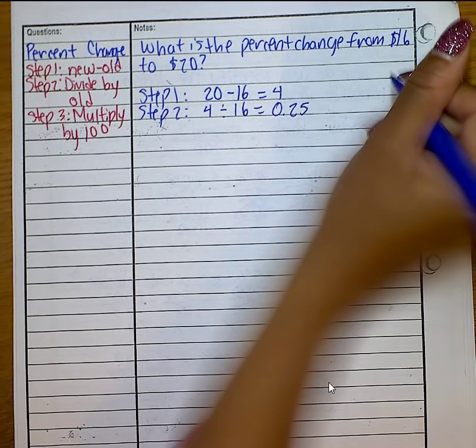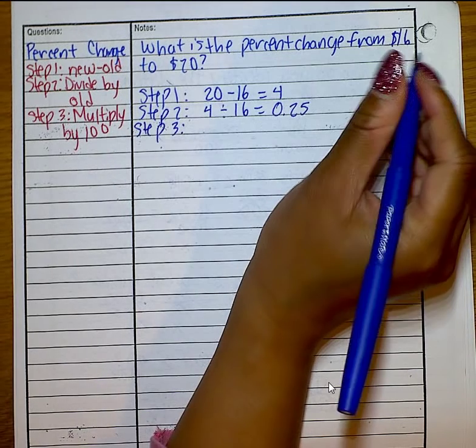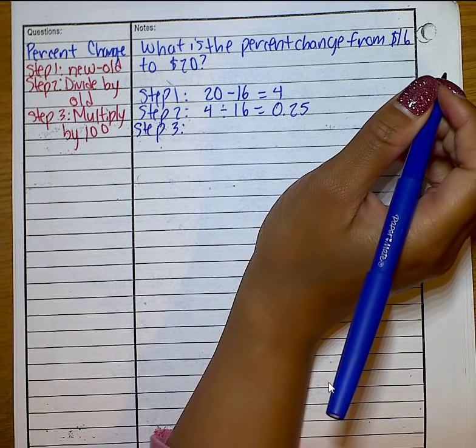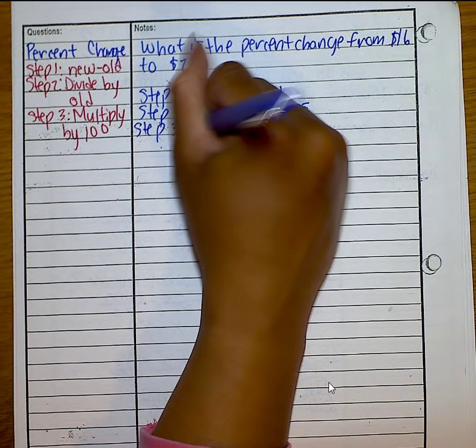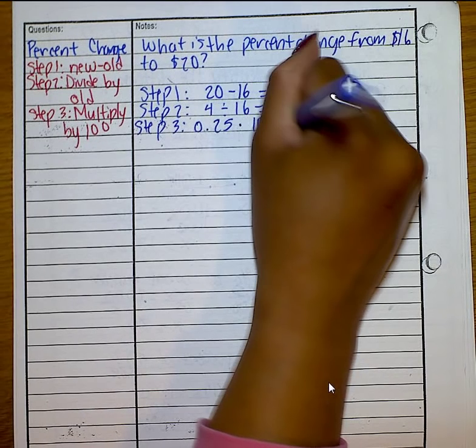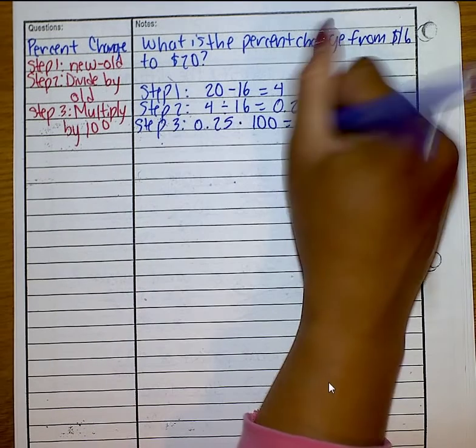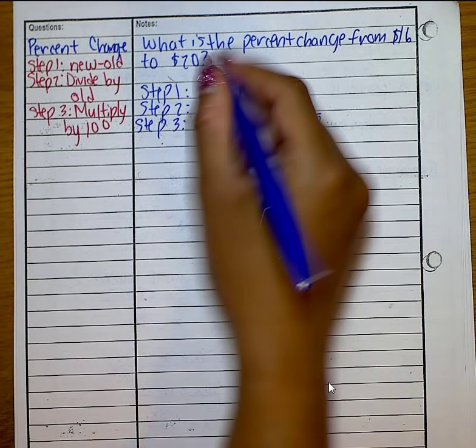Step 3 tells us that we need to multiply our answer by 100. So I'm taking that 0.25, bringing it down, multiplying by 100, and then I get 25. Remember, this is percent change, so 25%.